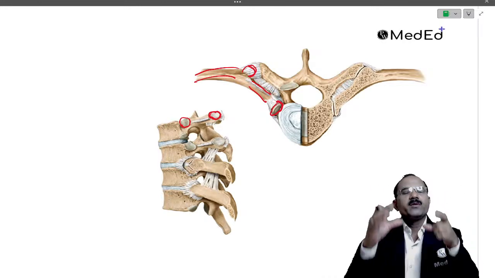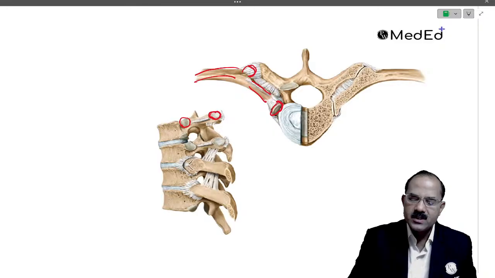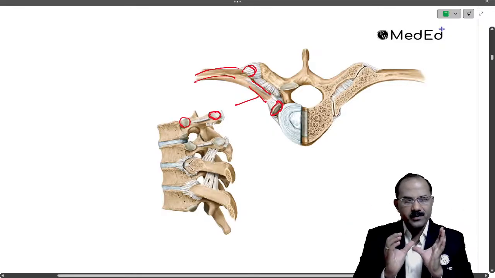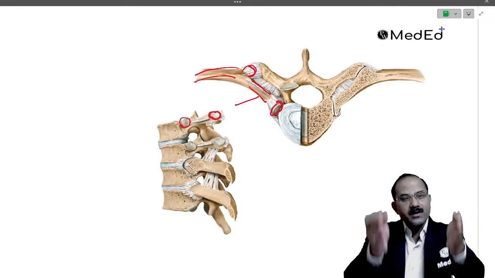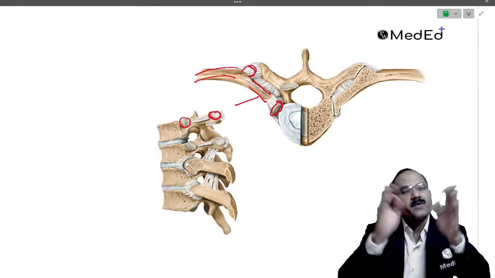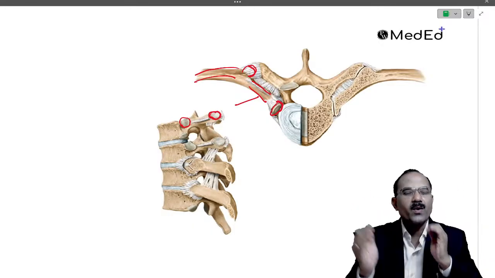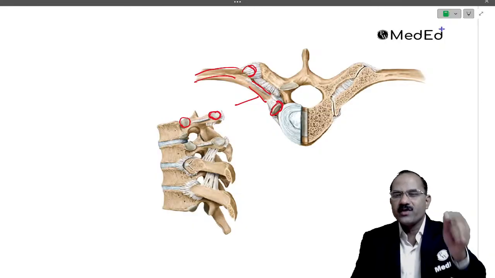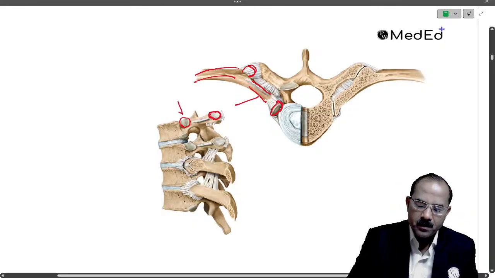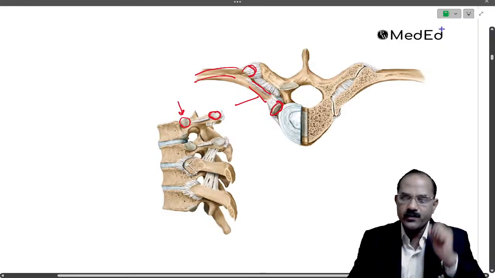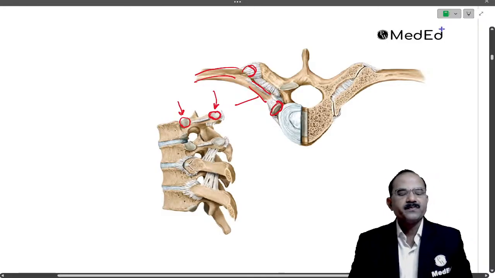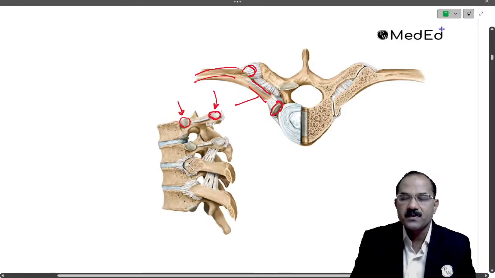When you hold the rib in anatomical position, the head should be behind, posterior, and the shaft should come in front. The shaft articulates with the costal cartilage. What is that joint known as? Costochondral joint. And the head of the rib articulates with the body of the thoracic vertebrae. The tubercle of the rib articulates with the facet on the transverse process.